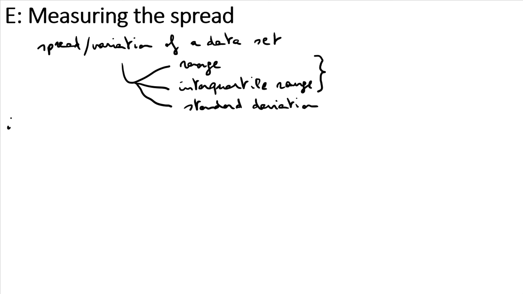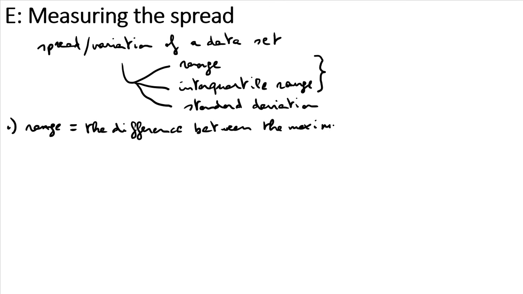So the range is basically the difference between the maximum data value and the minimum data value. So the range is actually the difference between the maximum data value and the minimum data value.